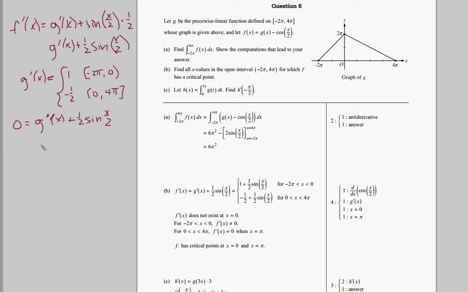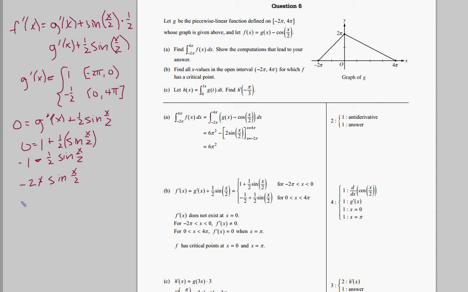So let's just do the first piece here. 1 plus 1/2 times the sine of x over 2 equaling 0. So when I subtract that over, and I'm going to multiply that 2 to the other side, I have negative 2 is equal to the sine of x over 2. And if you remember, sine is not allowed to equal anything outside of negative 1 to 1. So that's not possible. I also have this situation with negative 1/2.